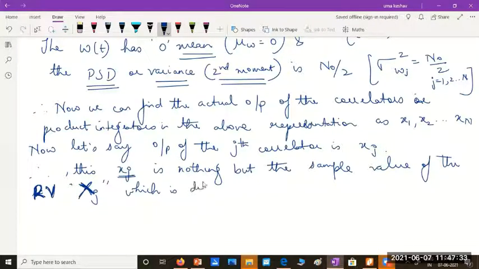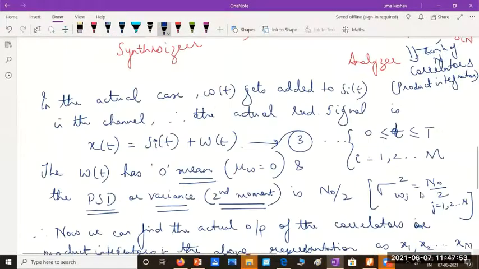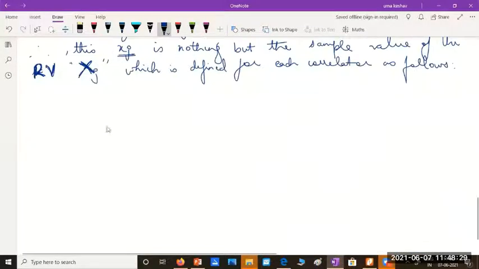So which is defined for each product integrator or correlator as follows. How do I define this xj value? For each of these outputs xj, you see, it is the product of the received random variable x of t, where small x of t is a sample of this. Remember, we usually consider samples. So I can say this small x of t into phi j of t integrated between 0 to capital T dt. That's how we have represented it. That's what we are trying to write here.